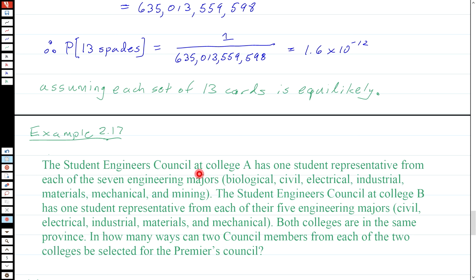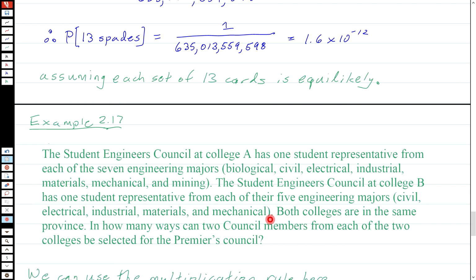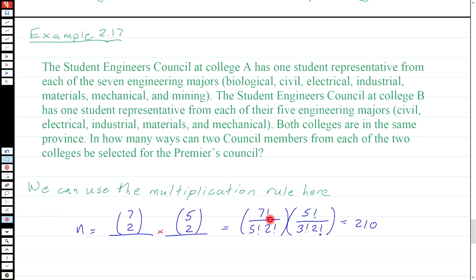Okay, so basically College A has 7 members for this council, and College B has 5 members, and we want to select 2 from each. And then the question is, how many ways can we do that? So basically we can use the multiplication rule. Selecting 2 from the 7, we don't care about order, so this is going to be a combination. So the number of ways of selecting 2 from the 7 of college A is 7 choose 2. Selecting 2 from the 5 from college B is going to be 5 choose 2. So the total number of ways is going to be 7 choose 2 times 5 choose 2.